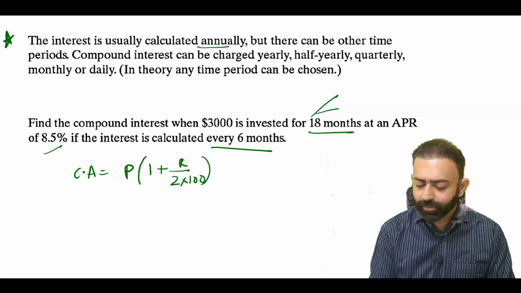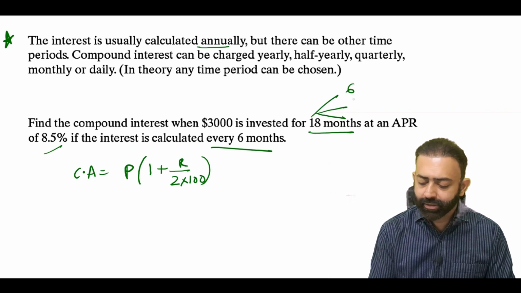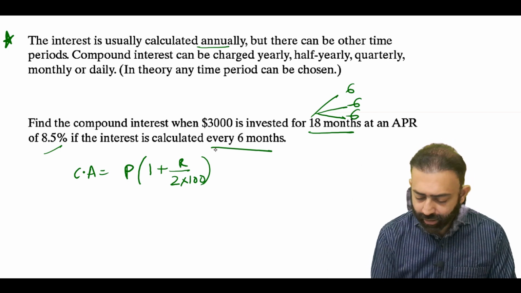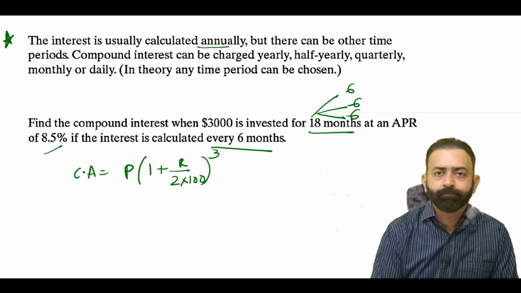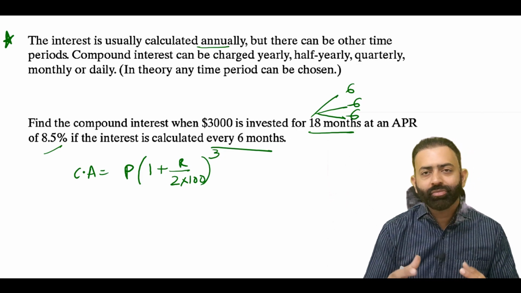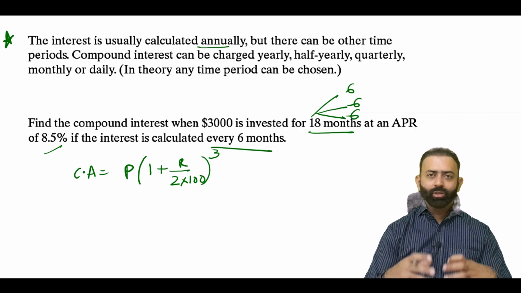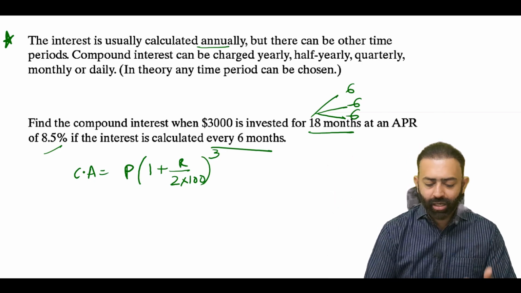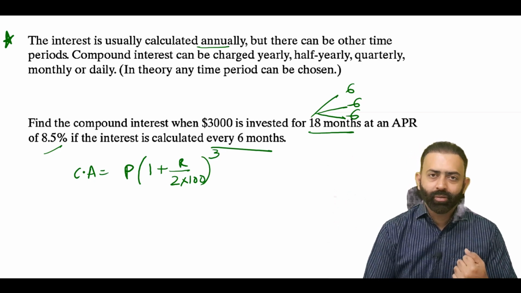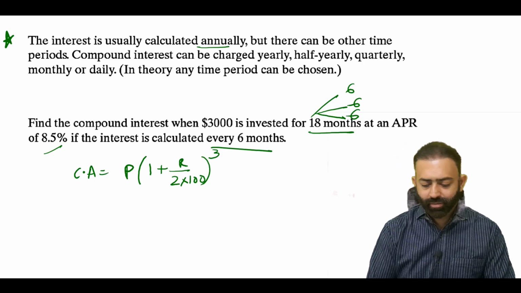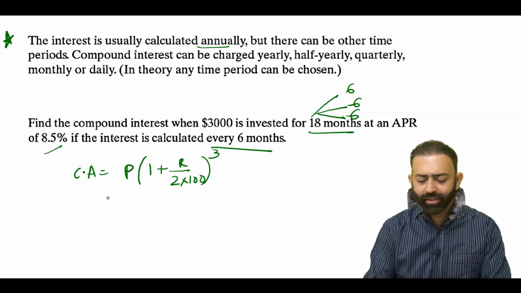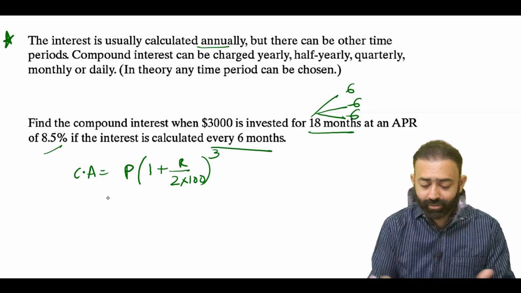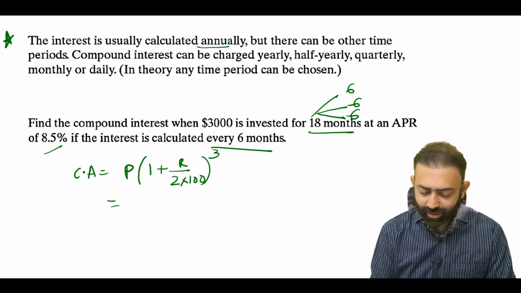So these 18 months will be compounded 3 times: for the first 6 months, for the second 6 months, and for the third 6 months. So the total number of compounding becomes 3. So I will write the exponent as 3. And what compounding means is you are finding the percentage on the amount 3 times in the 18 months, considering the rate as half of 8.5. That's why it is 3. So in crude words, you are applying this formula 3 times for 18 months. Okay, I think I am explaining more than required.